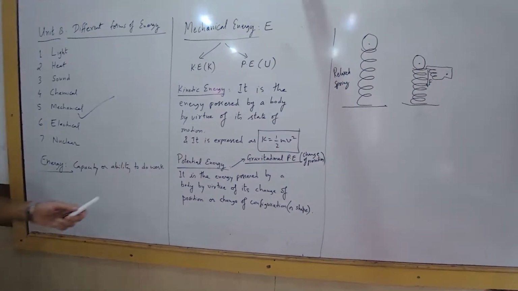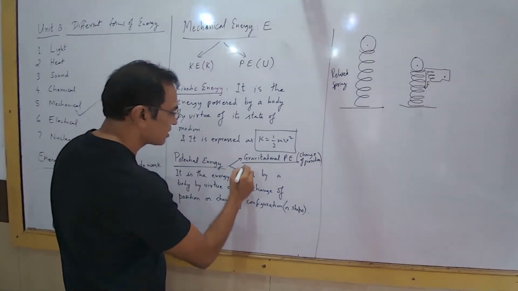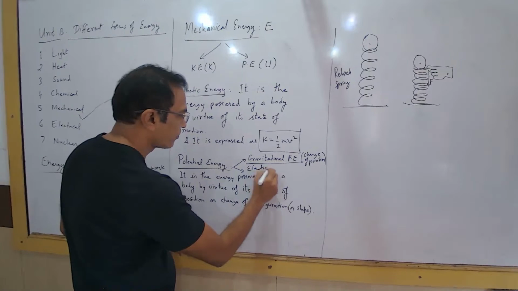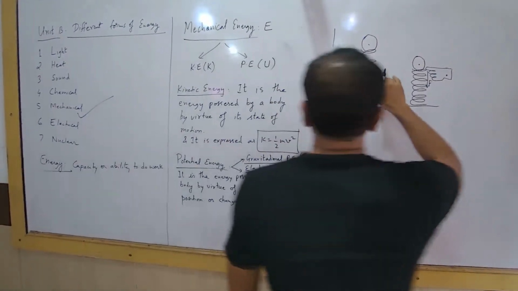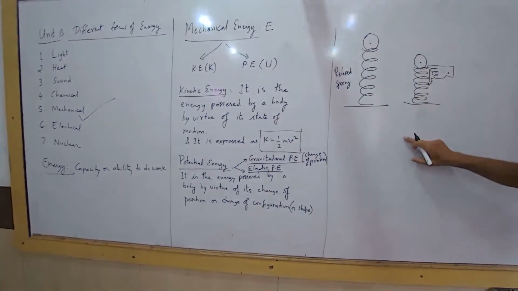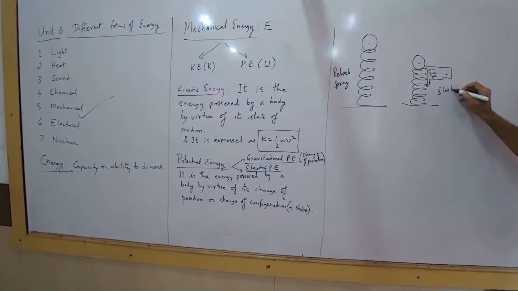Okay. So now, first let me explain the other type of potential energy, which is elastic potential energy. What is elastic potential energy? Whenever you undergo change of shape, it will have which kind of potential energy? Elastic potential energy.